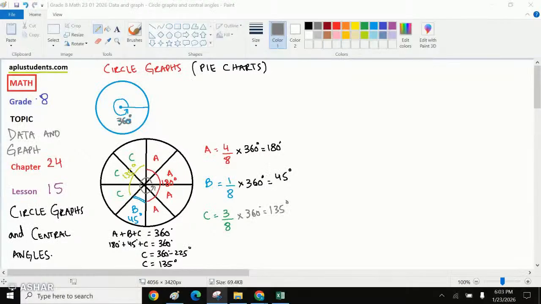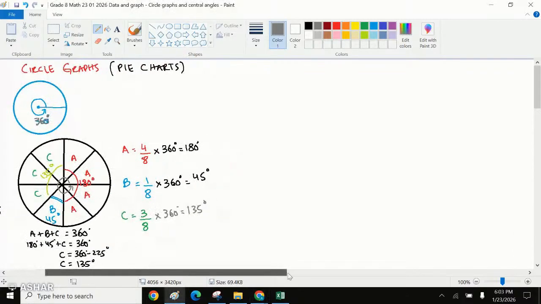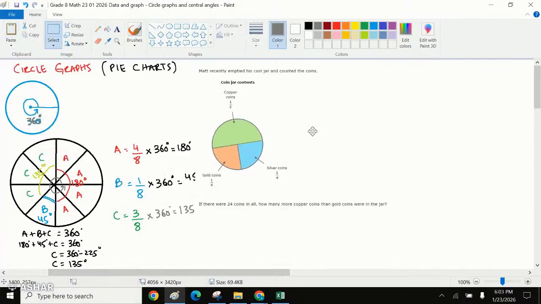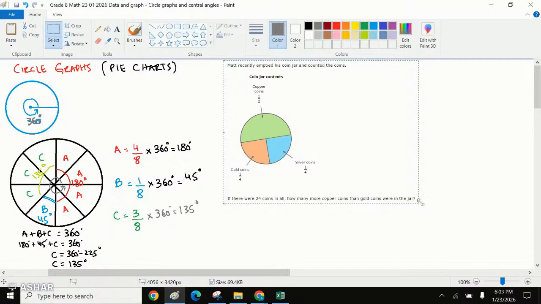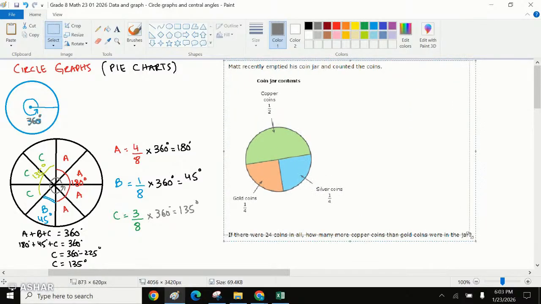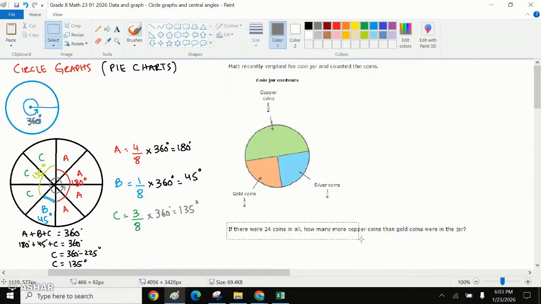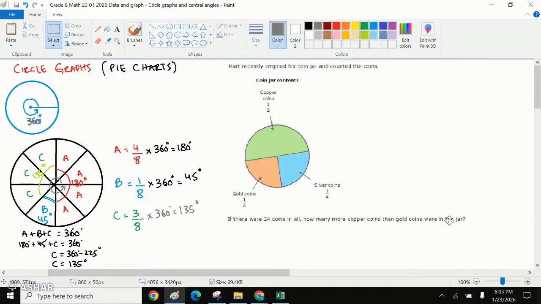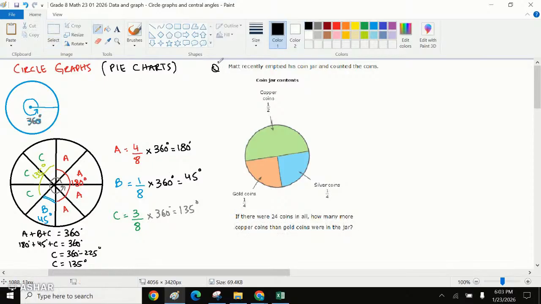Okay, there could be different requirements for different questions. So let's look at this circle graph. And this circle graph shares this information to us. If there were these many coins, if this was the question, this is our question number 1.